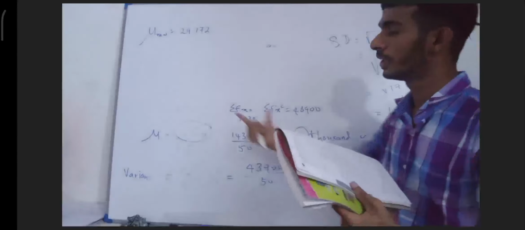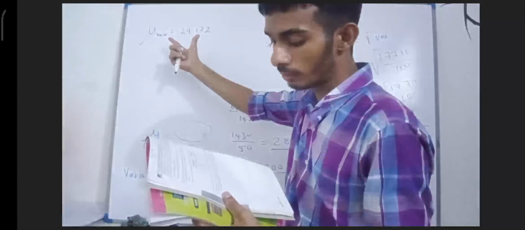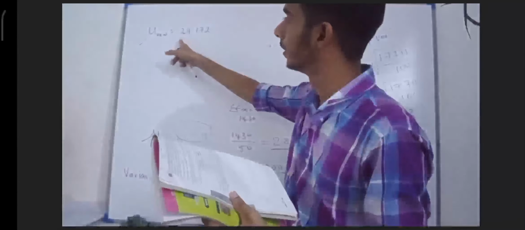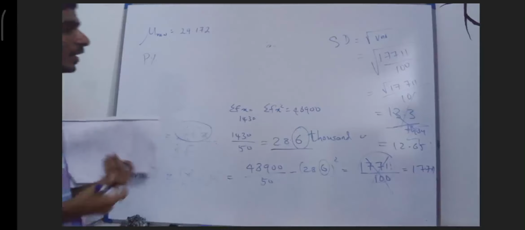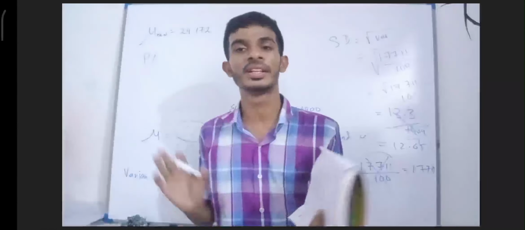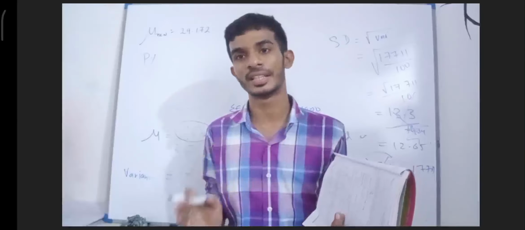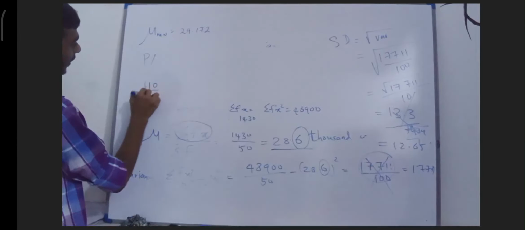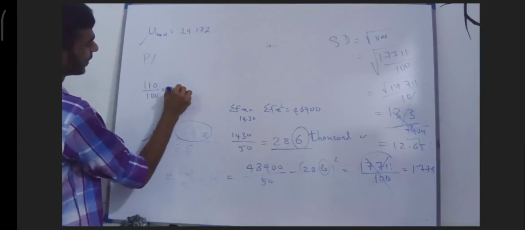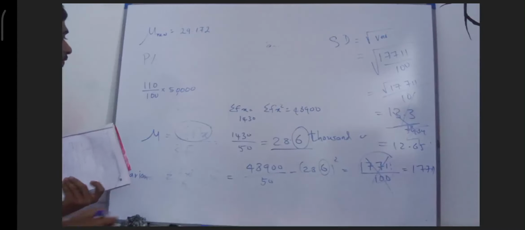29.172. In 1000 rupees, because since I have found out the mean in 1000 rupees, though the new mean salary is given in thousands, I have converted to the original representation. Now P percentage increment. Let's say I have 50,000 salary. After a 10 percentage increment, what would be my new salary? It is basically 110 divided by 100 into my previous salary 50,000. So this is how we have to find out.